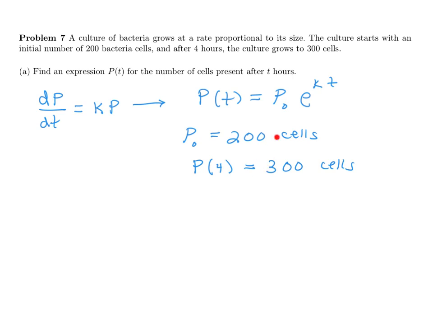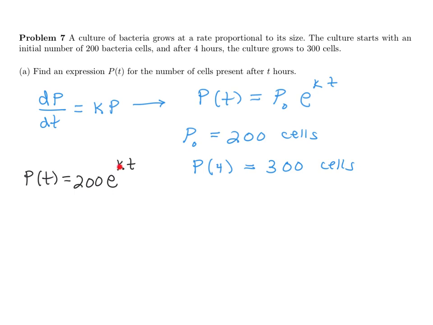I'd like to use this information to find a formula for P of t, meaning find a number for P naught, which we just did, but more importantly, find a value for k, which we called the proportionality constant. I'm going to start by plugging in what we know. P of t is equal to 200 times e to the kt. What we want to figure out is, well, what's k?